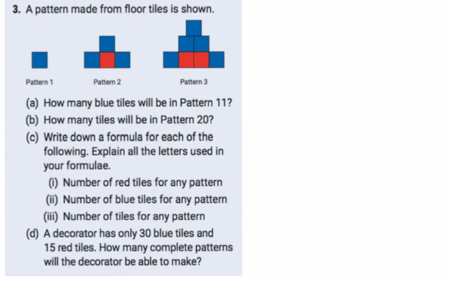Question 3, we have a pattern made from floor tiles is shown. We do 2 different patterns here. There's 1 blue, 3 blue, and 5 blue. So 1, 3, 5 would be 2n minus 1 for Tn. And for the red, we have 0, 1, 2 is the pattern. So Tn would be, just jumps up 1 each time, so 1n, and I'd have to take away 1 to get back to 0.